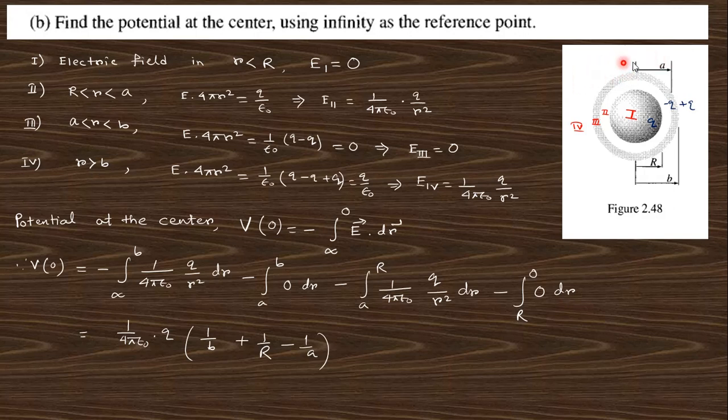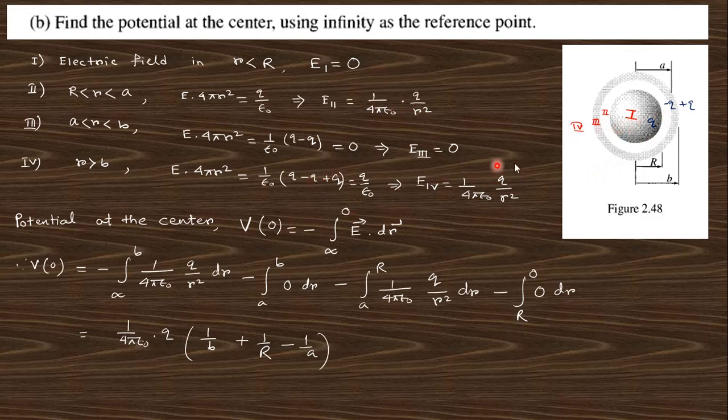And for the outer region, the total charge is plus q, this is minus q, and plus q, so finally you will get q by epsilon naught. So at the outer region, that is r greater than b, the electric field will be like that. So we get the electric field in all four regions.